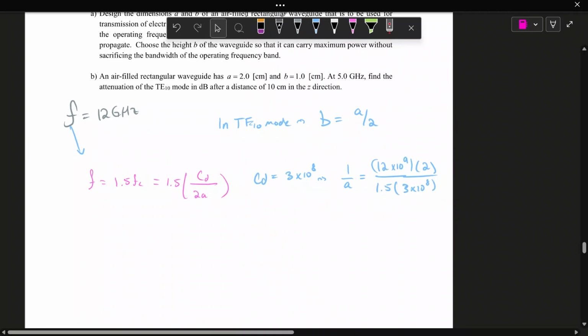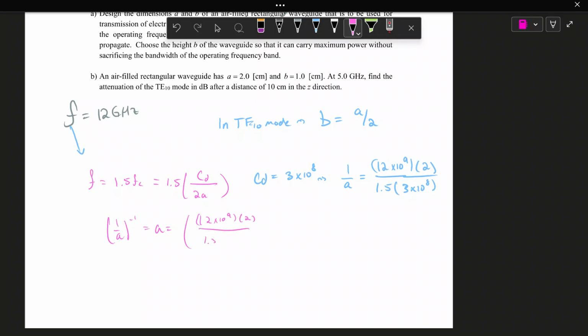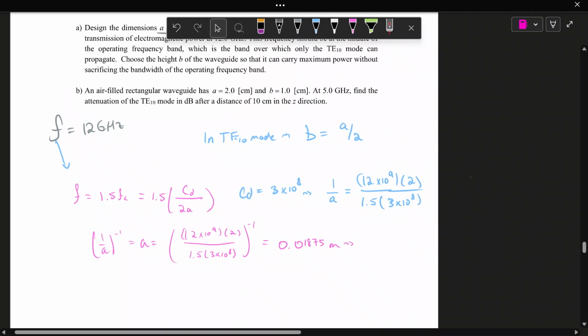But we want A, not 1 over A. So we should do 1 over A to the power of negative 1, or flip it. So A is equal to 12 times 10 to the 9 times 2 divided by 1.5 times 3 times 10 to the 8th, and this is all to the power of negative 1. You could also just flip it, up to you how you do this. What you'll end up getting is about 0.01875. Now remember, this is in meters, and it looks like in part B they do stuff in centimeters.